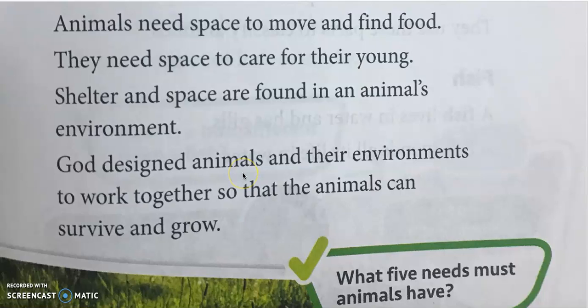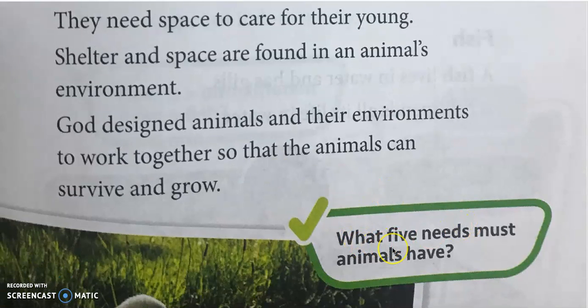So God designed animals and their environments to work together so that the animals can survive and grow in the given environment. So review question: what 5 needs must animals have? What are those 5 needs? Right, air, water, food, shelter, and space to live. And what is a shelter, you guys? Right, a safe place to live.